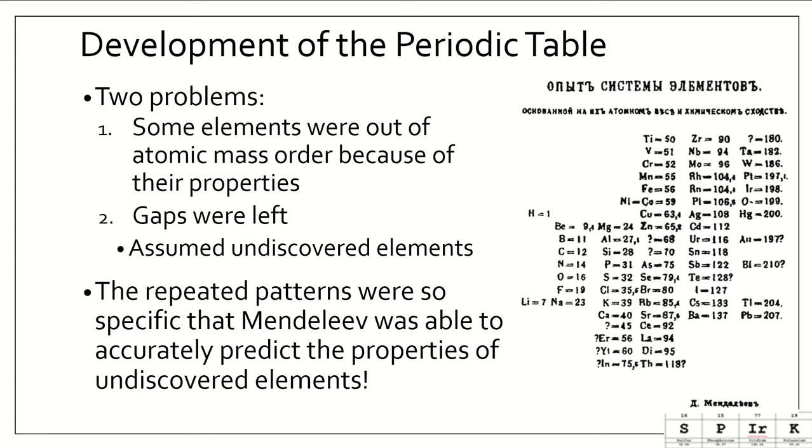So the repeated patterns were so specific that Mendeleev was able to accurately predict the properties of undiscovered elements. So like we said here, because of this pattern, and there was holes there, he could assume that there were elements there, and he was also able to predict what their properties would be before these elements were ever discovered, all because of how they were arranged.